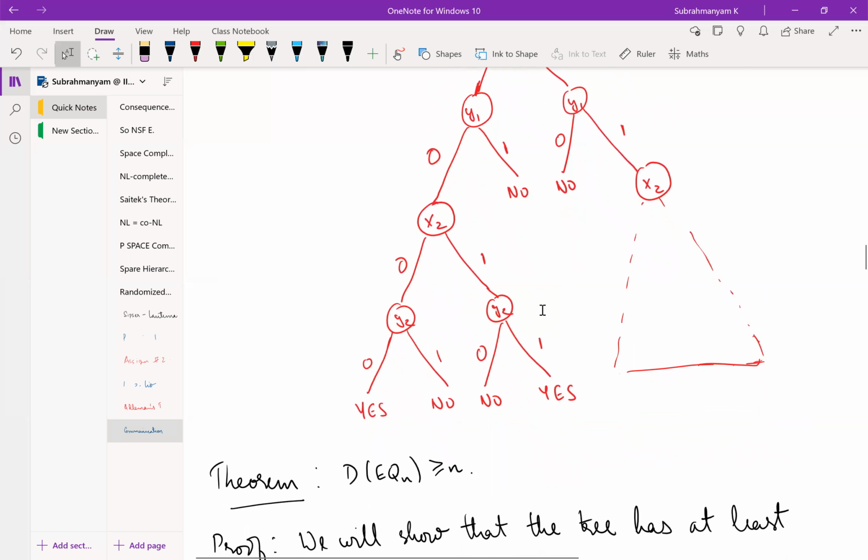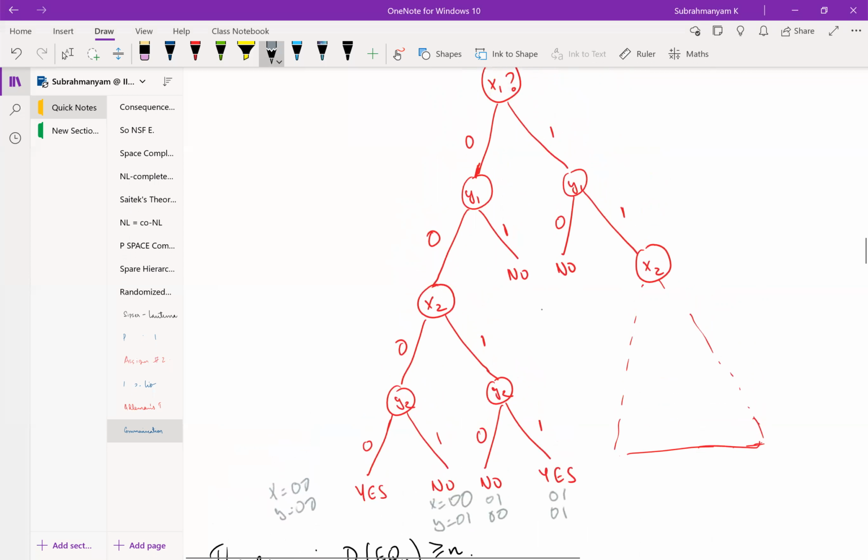Let's try to understand. Let me just try to draw. What are the inputs that come to this leftmost leaf? The only input is when x is 0, 0 and y is 0, 0, we get here. And here, what are the inputs that come here? X is 0, 0 and y is 0, 1. And here x is 0, 1 and y is 0, 0. And here x is 0, 1 and y is 0, 1. Right? That's why they are equal. So it's a yes. Something similar will happen here as well.